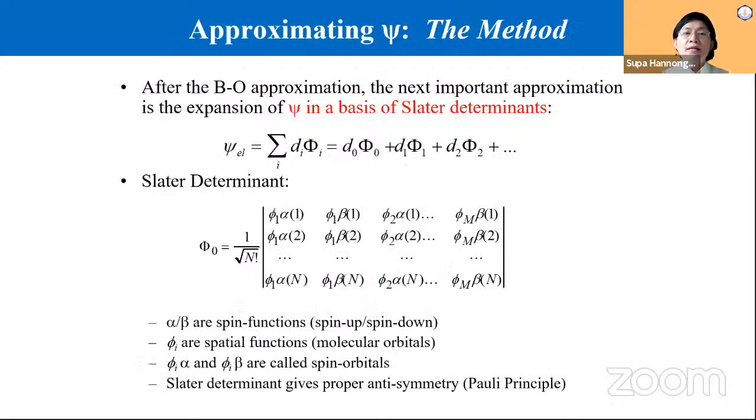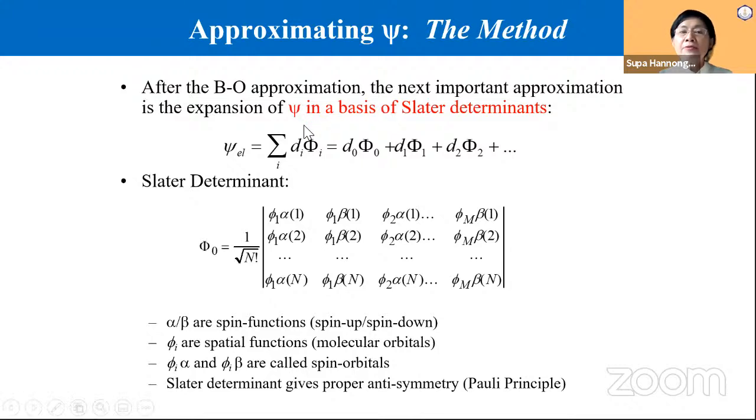Let's look at the approximation of the wave function. As I said, the wave function is the heart of the Schrödinger equation because it consists of the motion of the electron. It consists of the properties of the electron in space, in the molecules. Okay. So after we apply the Born-Oppenheimer approximation, the next important approximation is the expansion of the wave function in the basis of Slater determinants.